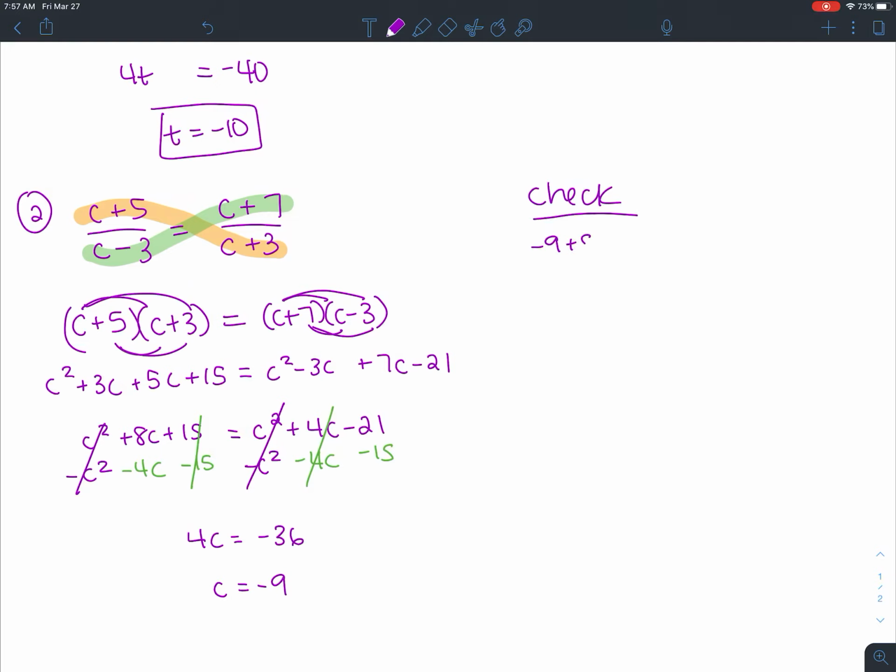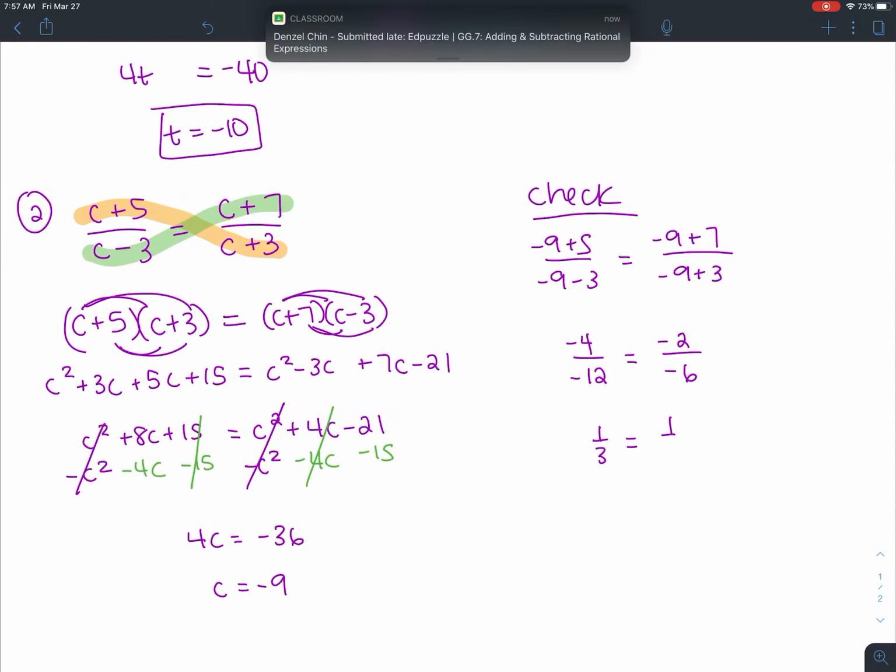Negative 9 plus 5 over negative 9 minus 3, and negative 9 plus 7 over negative 9 plus 3. The top over here becomes negative 4 over negative 12, and the top in the fraction on the right becomes negative 2 over negative 6. The left side becomes 1/3, and so does the right.